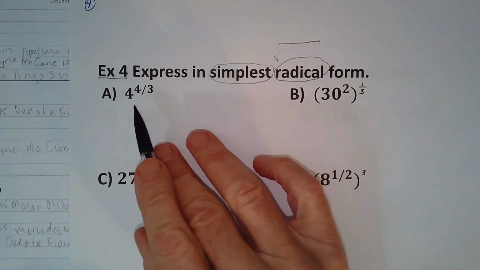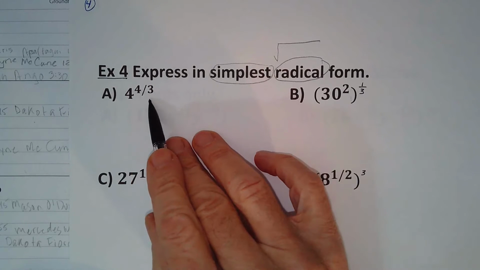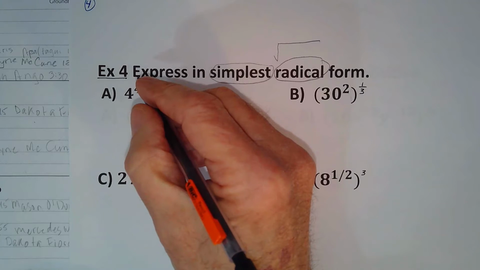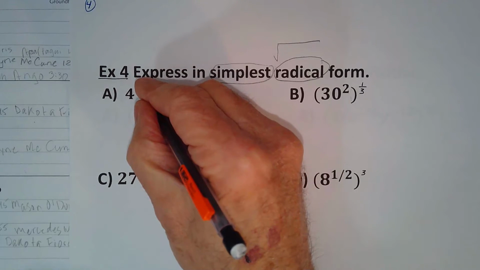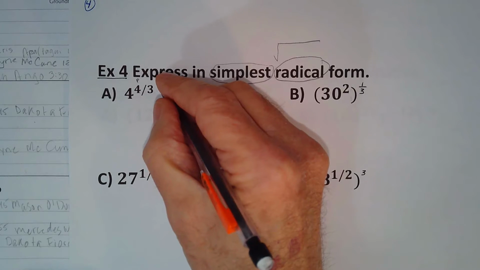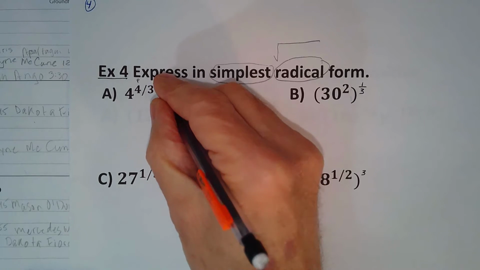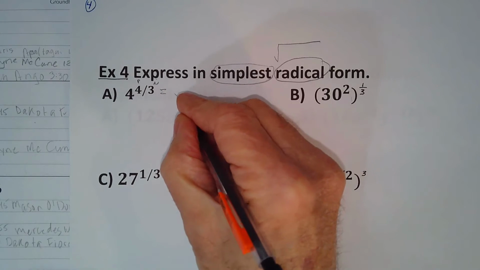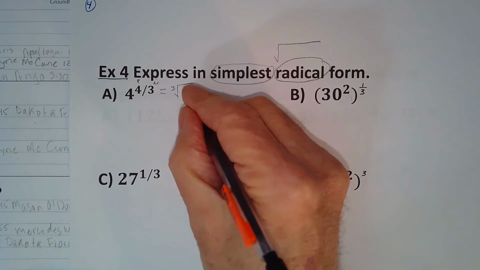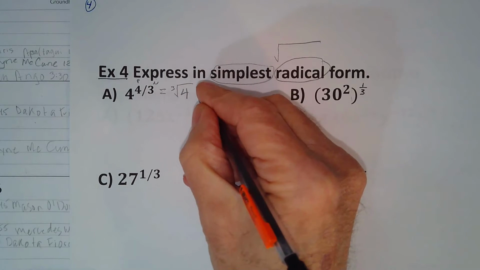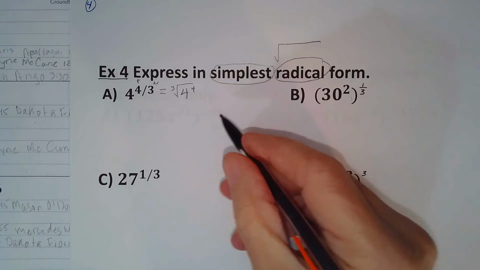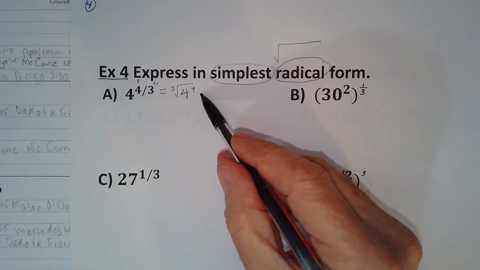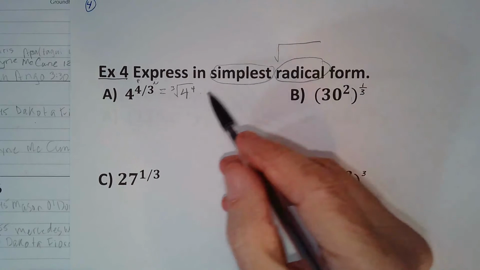All right. So here we have a number with a fractional exponent, and you remember that the power is always the numerator, and the index is always the denominator. So this should be written as the cube root of 4 to the 4th. Now, you've got to simplify these. So really, 4 to the 4th is 4 times 4 times 4 times 4. And we can take out 3 of those.